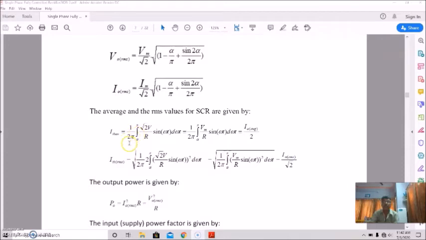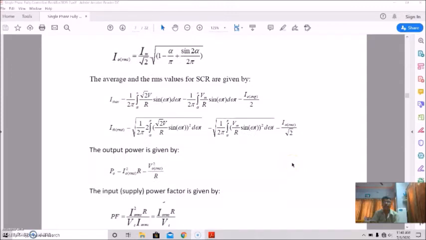If you go to the waveform, writing down the equations will be easier. The thyristor average voltage will be 1 by 2 pi, integration from alpha to pi, of root 2 V by R sine omega t d omega t. After calculation it comes to IO average by 2, that is, half of the average output current. And the RMS value of the thyristor current will be 1 by root 2 times the RMS value of the output current.